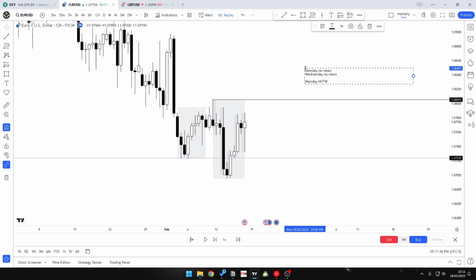Monday high of the week, and Wednesday low of the week, and possibly, and I believe, low of the month. That's my belief.